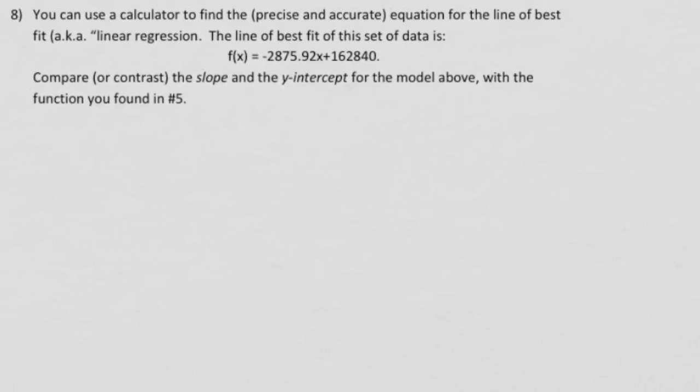And last but not least, you can use your calculator to find the line of best fit. And we call that linear regression in statistics, and they gave you the formula for that. Now what your job is to identify their slope, the one that came from statistics, and see how close your slope was. Was your slope reasonably close? Was your intercept reasonably close?